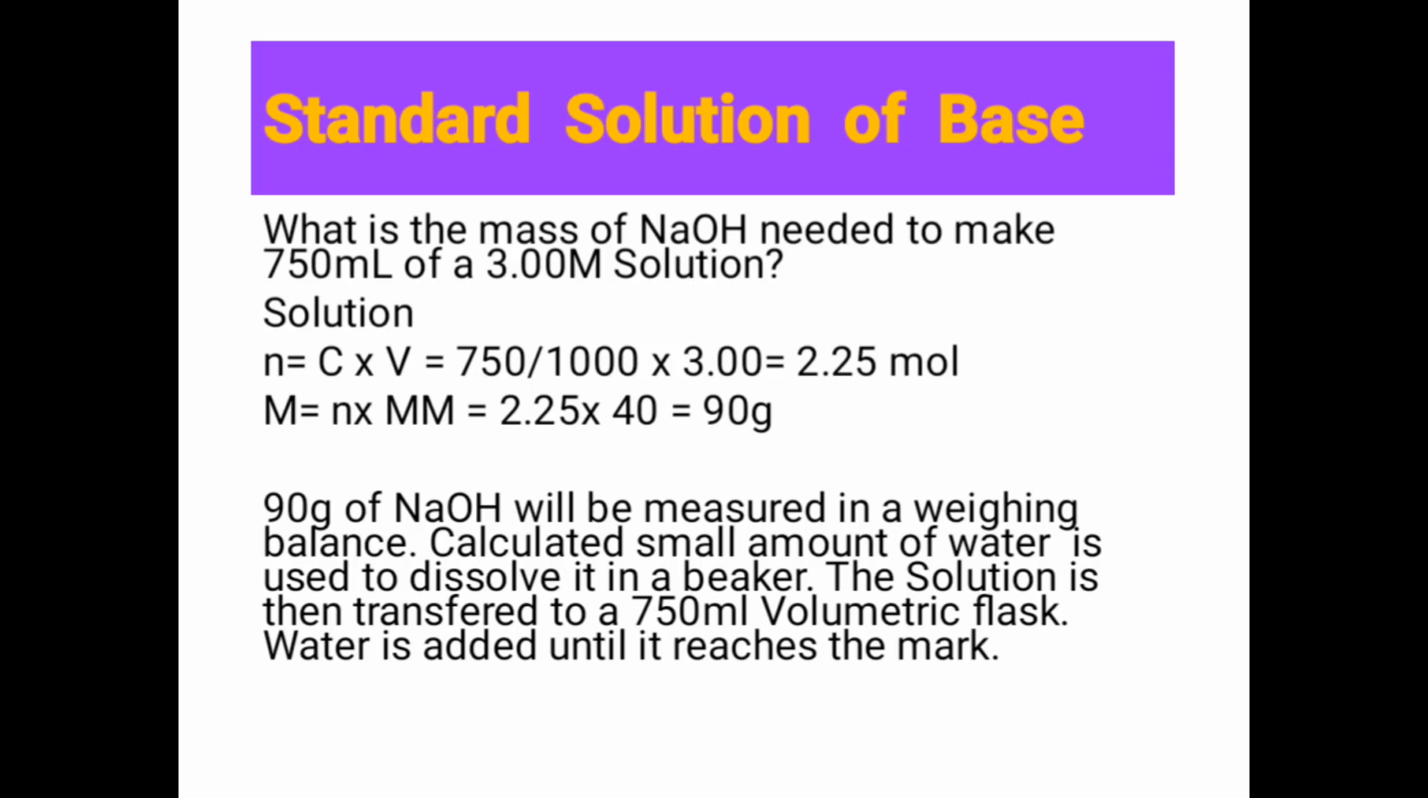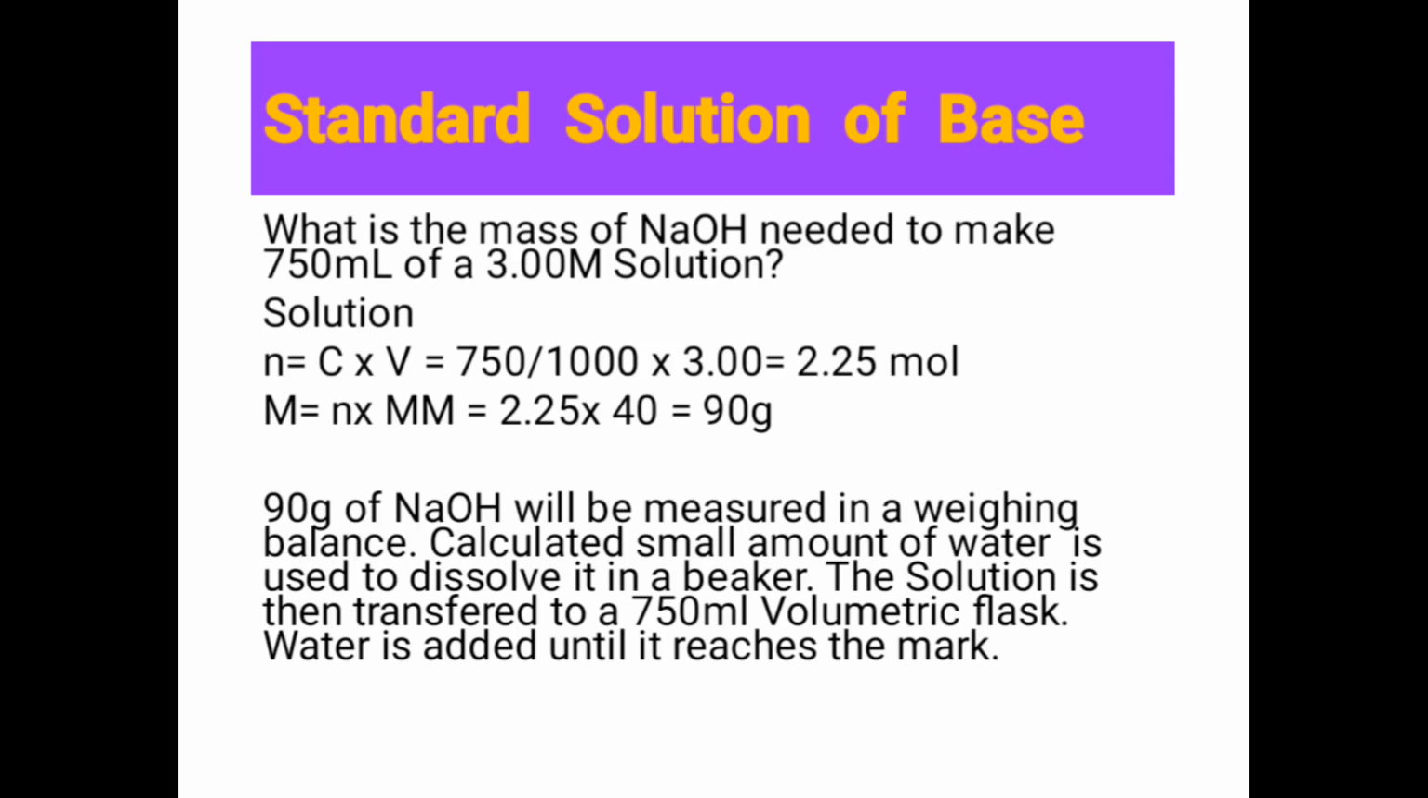Of course, you take your watch glass, measure 90 gram of NaOH using a weighing balance, and then by the time you have measured your 90 gram, you transfer it to a beaker and add some calculated amount of water. You can add 700 ml of water to it.